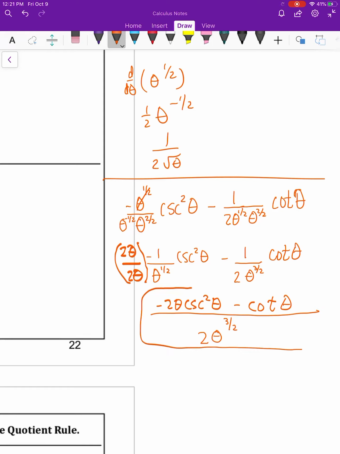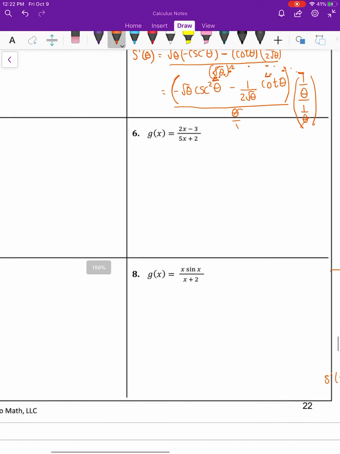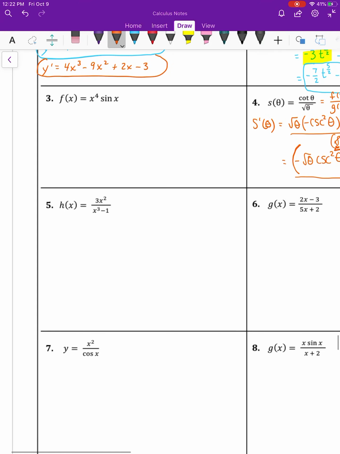And I know that that looks ugly, but with some of these quotient rules, you've got to get it into the place where it's going to ask you where your derivative is 0 and where it's undefined. And so you have to have it as one fraction. And that's how you would do it. We just got it to the point where I had 2 theta to the 3/2 on both denominators, and so I added my numerators over one denominator, and we got the answer. So let's do another one. Let's do number 5.